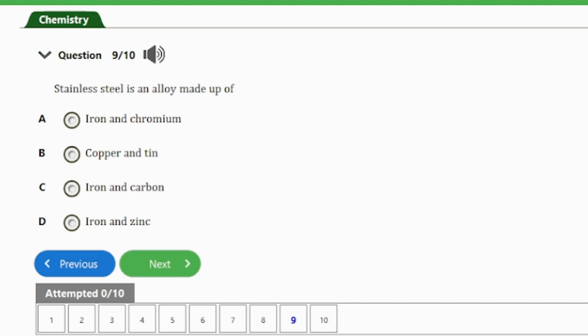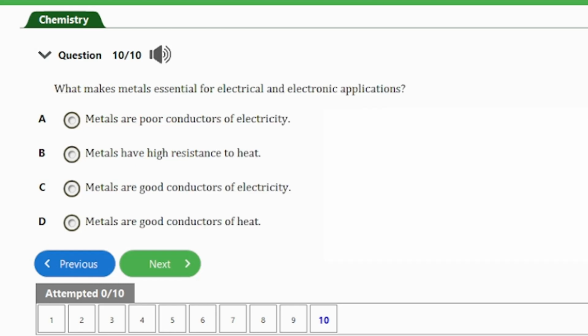Question number 9 here. It says stainless steel is an alloy made up of A, iron and chromium; B, copper and tin; C, iron and carbon; D, iron and zinc. So guys, the answer to this question is option A, and that's iron and chromium. So finally, we are going to look at the last question here.